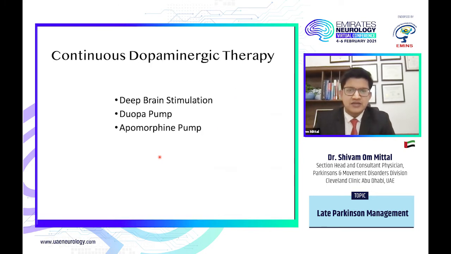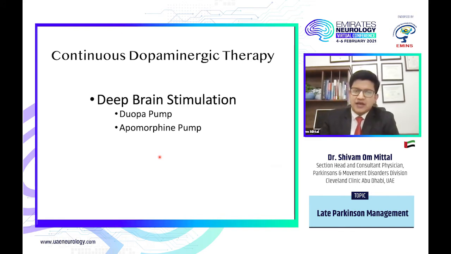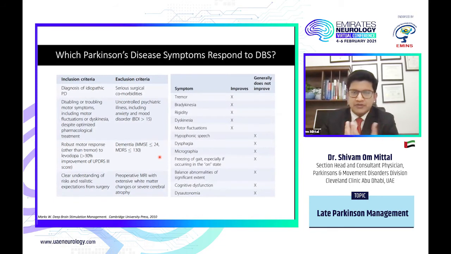Now, coming to this very important concept of continuous dopaminergic stimulation, the main three therapies are deep brain stimulation, the Duopa pump, and the apomorphine pump. First, talking about deep brain stimulation, I think most of the neurologists are aware of deep brain stimulation, and because this has been there for more than 2 decades, we have gotten better in the therapy for DBS.